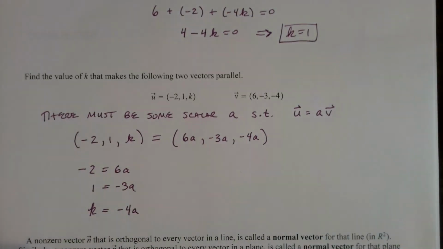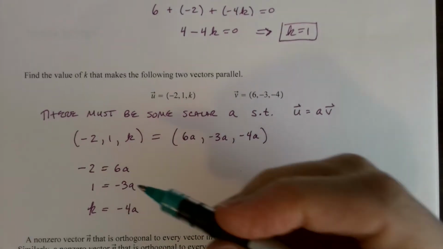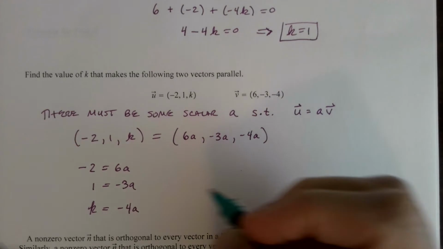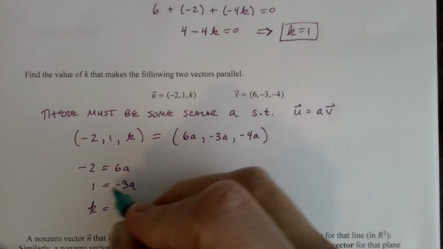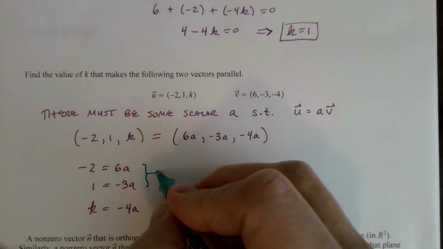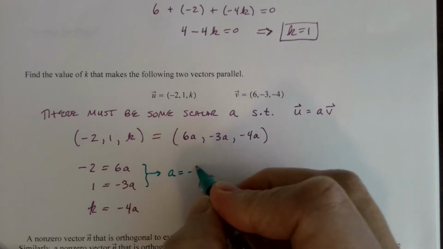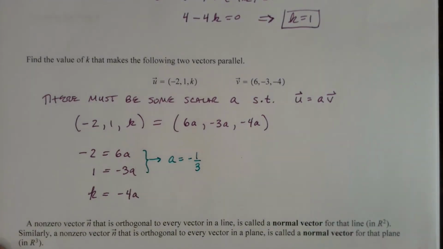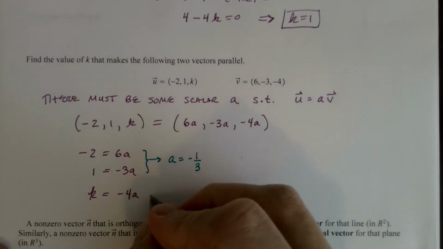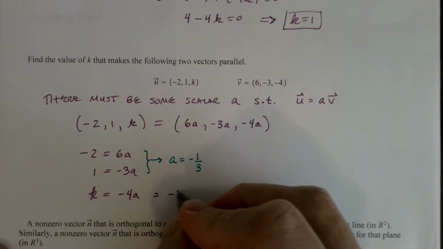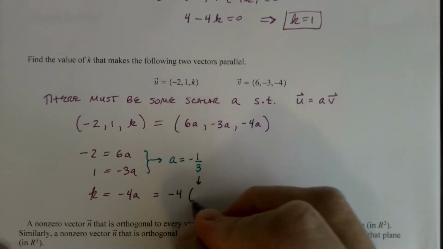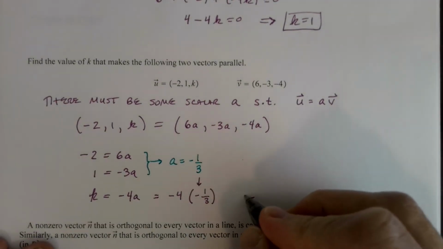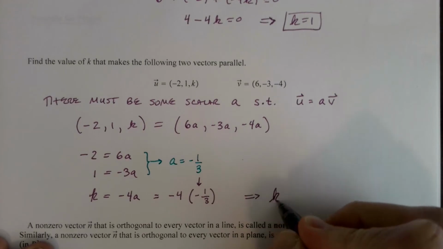Okay. Well, if I look at these first two equations, I can solve for a, can't I, right? Dividing by 6 here, I get negative 2 over 6, which is negative 1/3. And here, dividing by negative 3, I get negative 1/3. So both of these tell me that a is negative 1/3, and that has to remain the same for this last relationship. And so notice that I get that k is negative 4 times a, which is negative 1/3, and that gives me k must be negative times negative, positive 4/3.